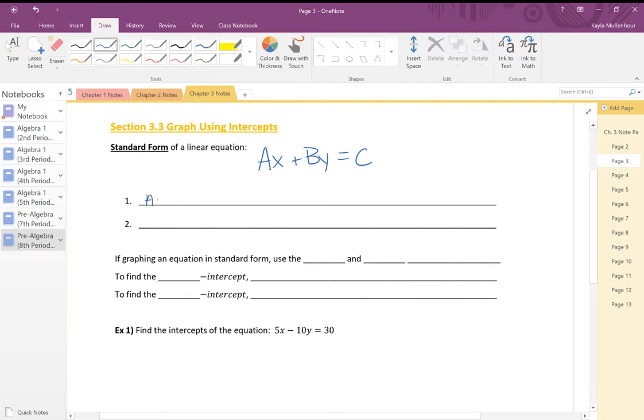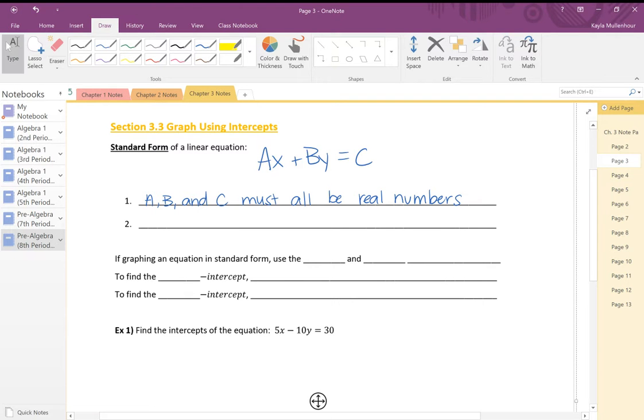Number 1, your a, b, and c must all be real numbers. So we've talked about what constitutes a real number: fractions, decimals, negatives, even irrational numbers like pi or the square root of 10. Those are all real. So those can be your coefficients, a, b, and c, just numbers.